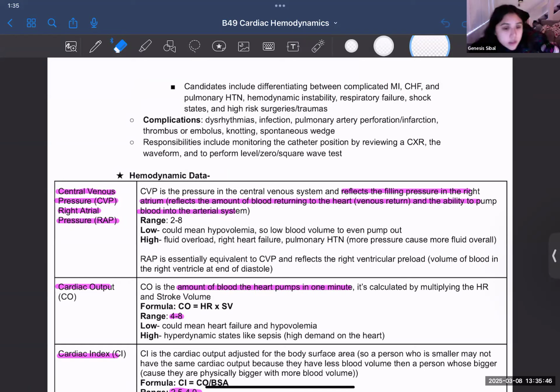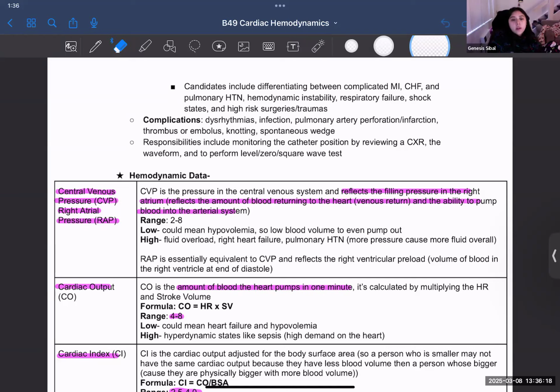So CVP, central venous pressure, is basically how much blood we've got filling, and what is the pressure of that in the right atrium. So don't overcomplicate it. Right atrial pressure, CVP, same thing. With central venous pressure, we're looking at what's the fluid status overall, what is the pressure. With right atrial pressure, what's the amount of blood returning to the heart and the ability to pump it out after, right? The range for this is 2 to 8.